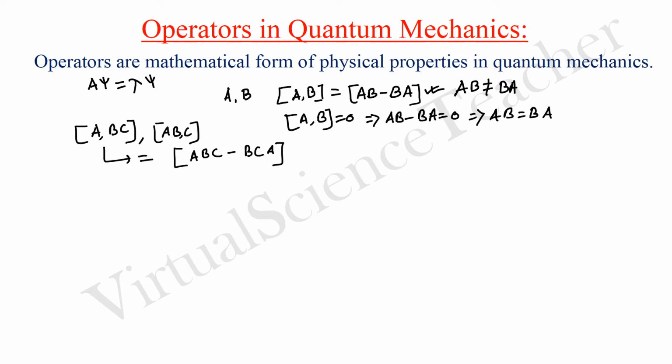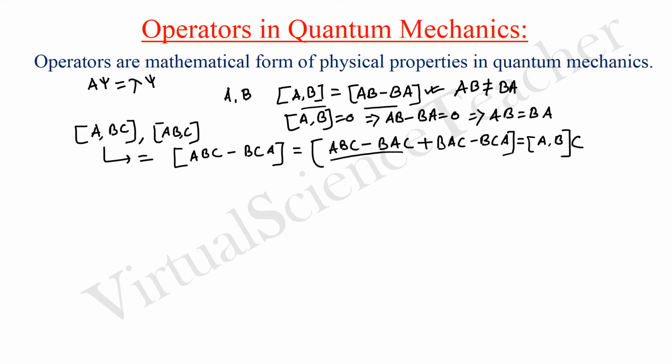Okay, so actually I am now subtracting BAC from this term. So I have to add BAC to keep the quantity the same: ABC minus BAC plus BAC minus BCA. Okay, so let's see what happens. From the first two terms we can take C common at the right side. What remains is AB minus BA. This will give us the commutator of A and B, and C, plus, from the other terms, B can be taken common at the left side. This will provide us the commutator of A and C.